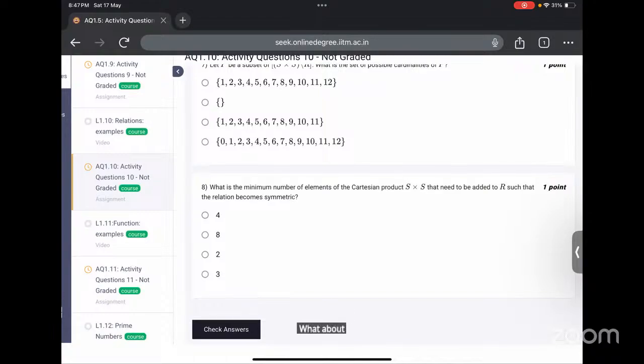What about the 8th one? Three. What about others? 2. 2. So all of you agree with 2 or 3?